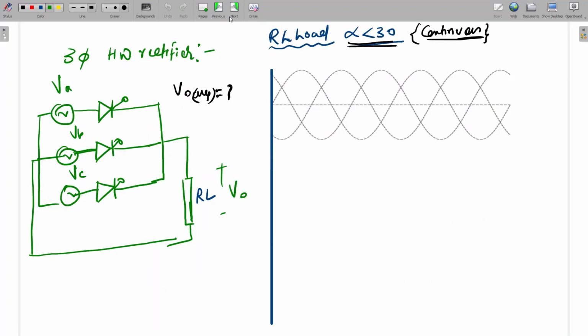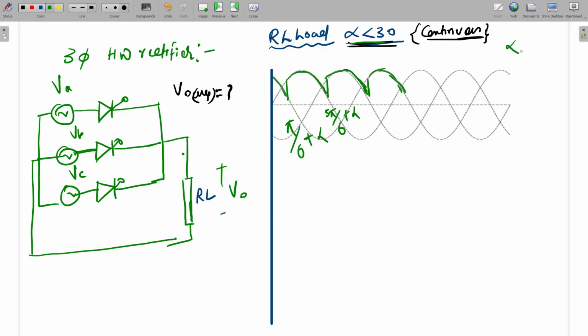So RL load, alpha less than 30. If RL load will be there and alpha is less than 30 degree, then also the output voltage will be continuous. Let's say alpha less than 30. I'm going to draw the waveform. So it will be same only. Let's say this is alpha less than 30. So it will go up to here. Again it will go here. Again here. So already this type of expression we have done: pi by 6 plus alpha to 5 pi by 6 plus alpha. This will be the waveform.